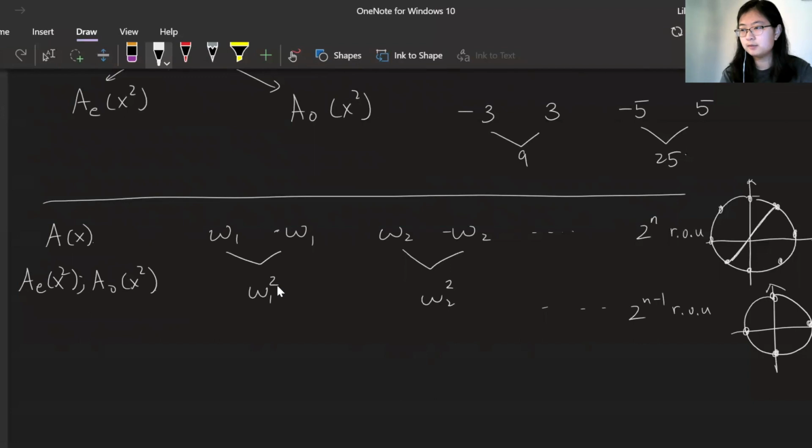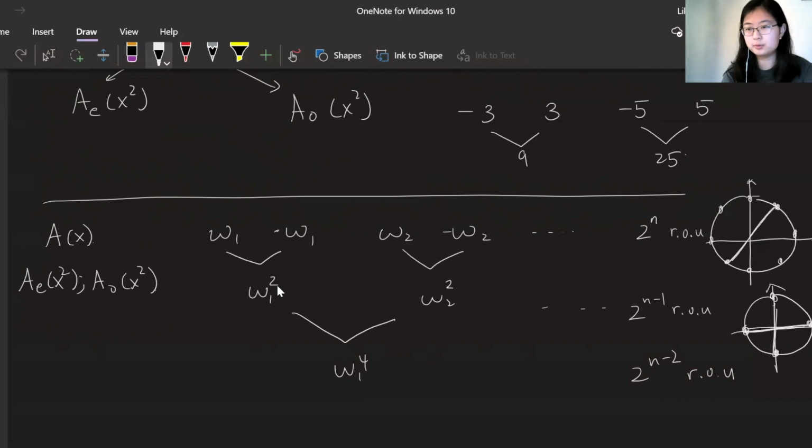Right? If we previously had 8 points, 1, 2, 3, 4, 5, 6, 7, 8, then now we have only 4 points because we pair them up by pairs. And again, we have plus minus pairs. So this allows us to keep going with this. And at each level, we're guaranteed to have plus minus pairs, because at each level, we're still dealing with 2 to the something roots of unity.